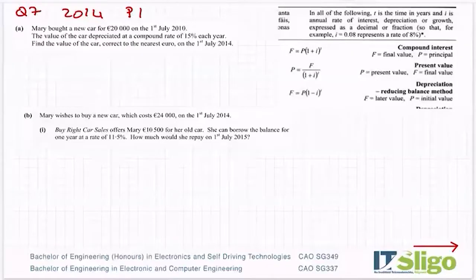Right, question 7 on the 2014 paper 1 was also a financial maths type question. Mary bought a car for 20,000 on the 1st of July 2010. The value of the car depreciated at a compound rate of 15% each year. Find the value of the car correct to the nearest euro on the 1st of July 2014. So 1st July 2010, 11, 12, 13, 14. So that's 4 years.